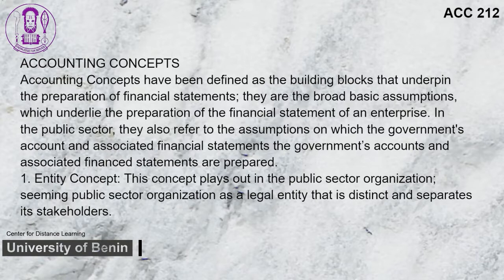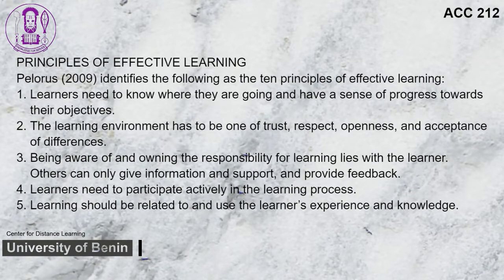1. Entity concept. This concept plays out in the public sector organization, seeing a public sector organization as a legal entity that is distinct and separate from its stakeholders. 2. Going concern concept. This concept assumes that the government or its organ is expected to exist in perpetuity without any threat of curtailment. This assumption supports the notion of continuity in government even when the financial year, or fiscal year, of government ends on the 31st December of the year without the passage of a new budget.